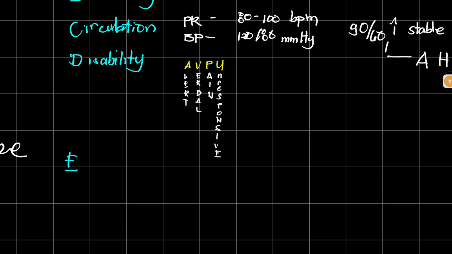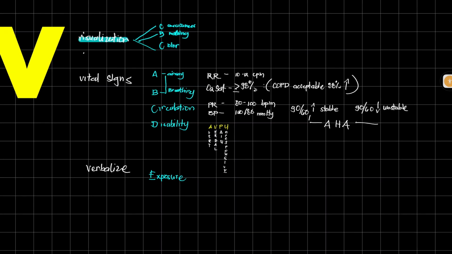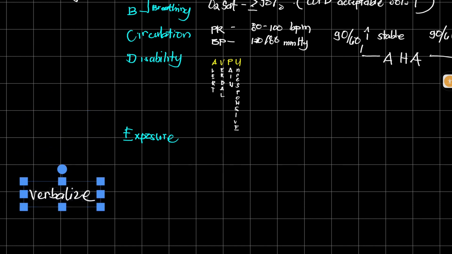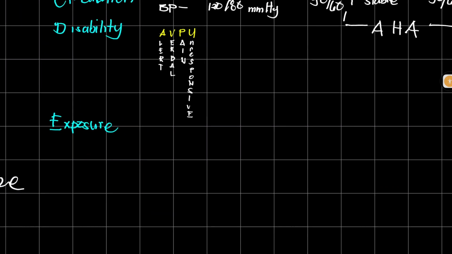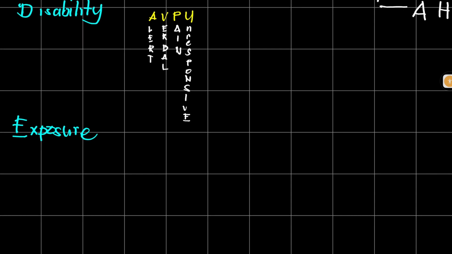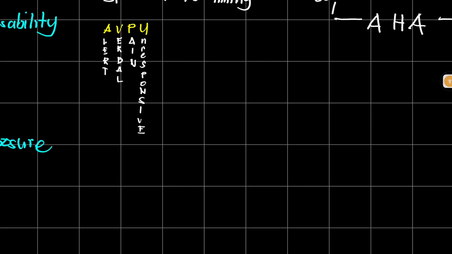Okay. So, E for exposure. In terms of your exposure, under pa rin tayo ng vital signs ha, wag malilito. Baka nalilito kayo dyan, nanggigigil ako sa inyo. Oh. Okay na, happy? Exposure, you will check for any signs of trauma or body temperature.